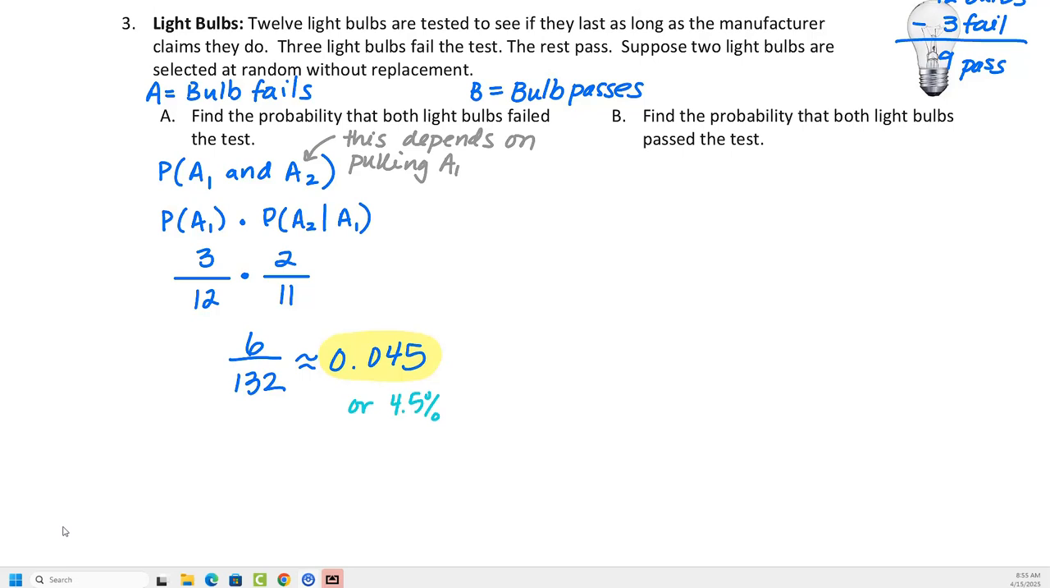Part B says, find the probability that both light bulbs pass the test. In this case, we're looking for the probability of B1 and B2. So that's going to be a dependent event. It's the probability of B1 times the probability of B2 given that B1 occurred. That's just our way of doing that.